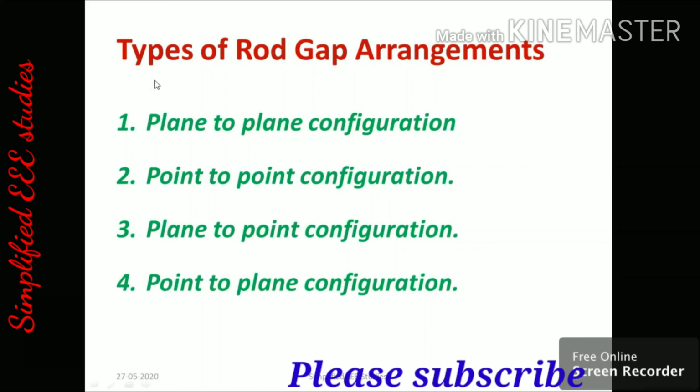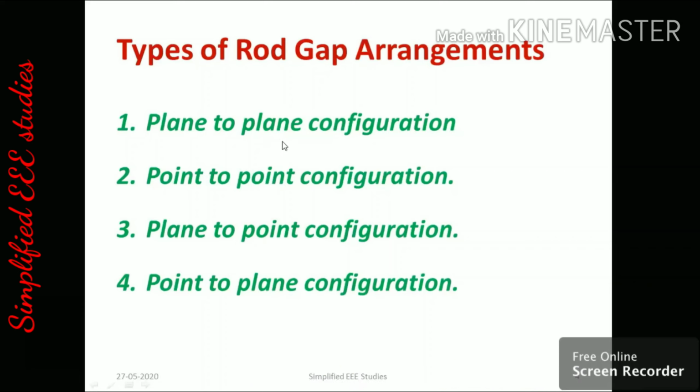Now let us discuss the various types of rod gap arrangement. In general, there are 4 combinations: plane to plane configuration, point to point configuration, plane to point configuration, and finally point to plane configuration. In plane to plane configuration, at the high voltage side we are going to use a plane. Similarly, at the low voltage side also we maintain a plane. So these are the two electrodes, plane and plane, at the high voltage side and low voltage side. Those kinds of configurations are known as plane to plane configuration.